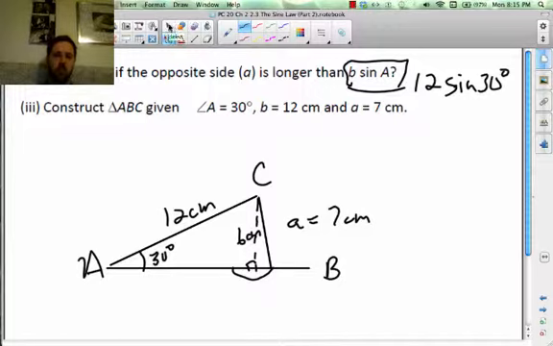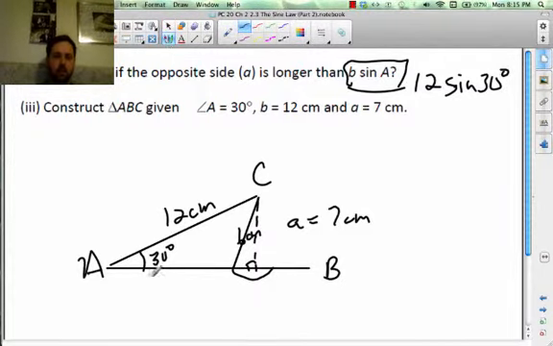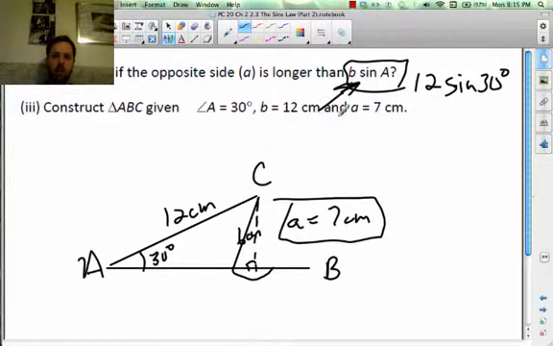Because it's actually longer than 6 centimeters, it will extend past the bottom of this intersection. So it swings and then it hits again right here. So whenever, if given angle A, whenever A is longer than b sine A, we have the case of 2 possible triangles.